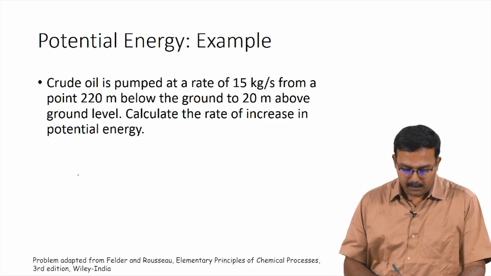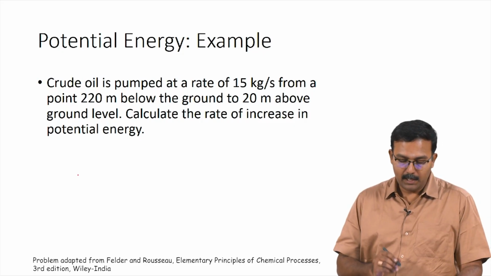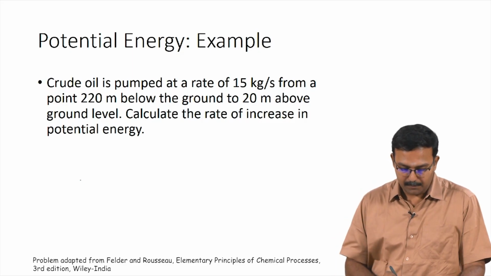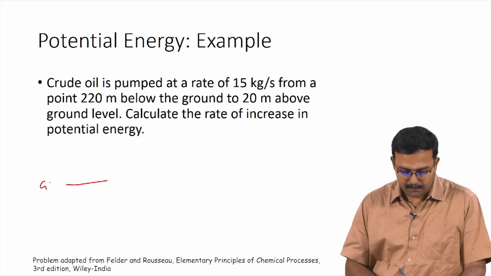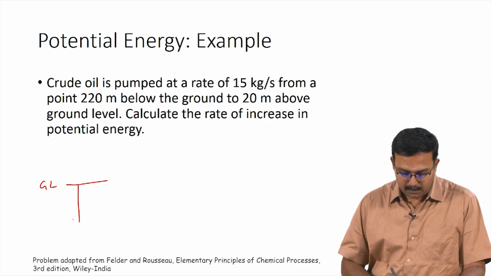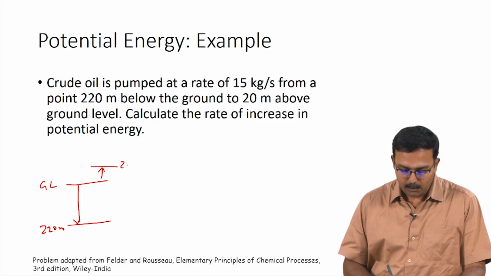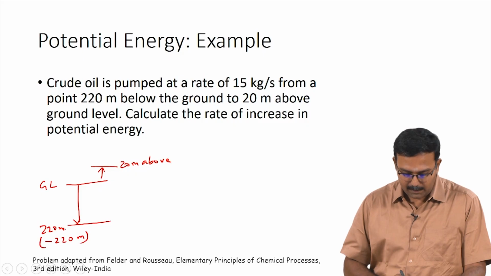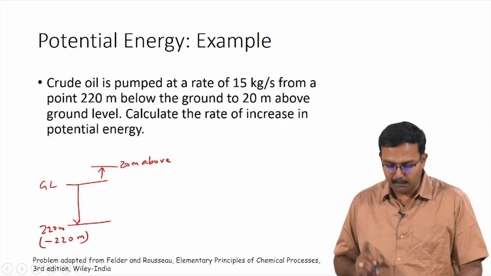According to the problem given, crude oil which is 220 meters below the ground is being pumped to a 20 meter above the ground level. So, let us assume this is the ground level. So, from here we go all the way down to 220 meters below the ground level, and this is being pumped to a level where you reach 20 meters above the ground level. So, this would be used as minus 220 meters, and this would be given as positive 220 meters.